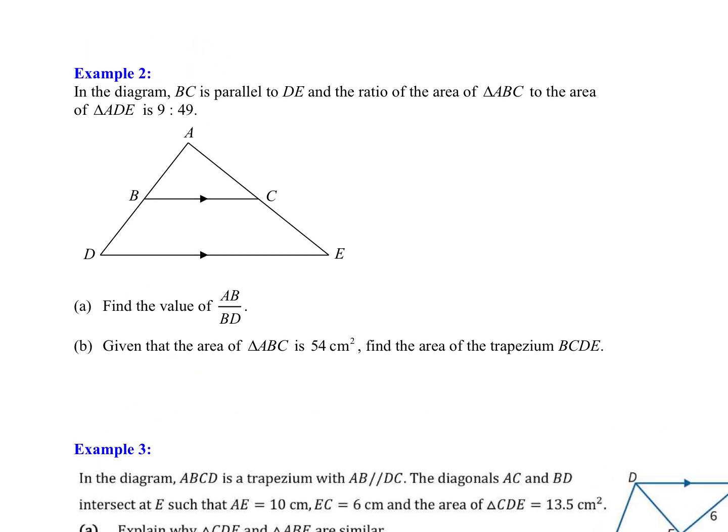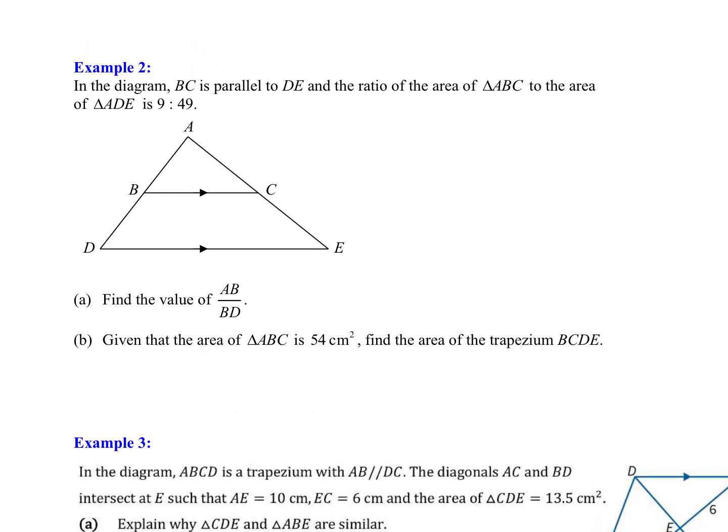Anyway, this one. BC is parallel to DE. Find the ratio of the area of ABC, the small one, to the big one.